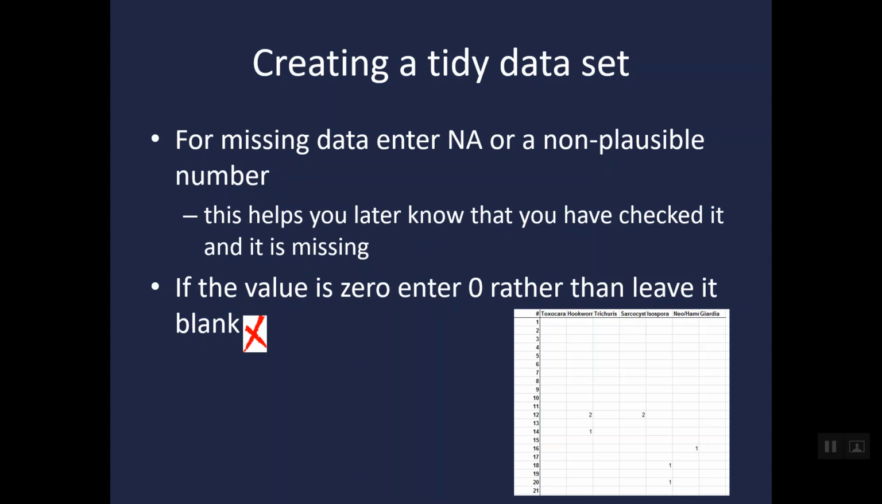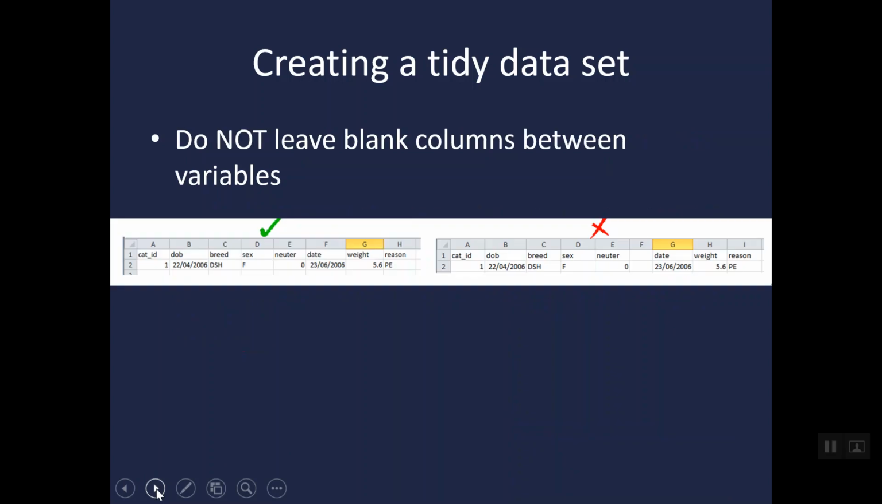Okay, and that just means that when the data set comes in, you don't end up going backwards and forwards having to double check that your blanks are in fact missing or were they 0. Don't leave blank columns between variables. People like to again space them out, as was done here, so you can see the F has been left blank. One of the main reasons for that is people want to make it easier for them to enter their data, but if we follow the rules of good data entry, then we don't need to worry about that.